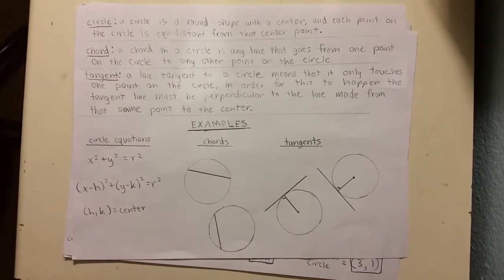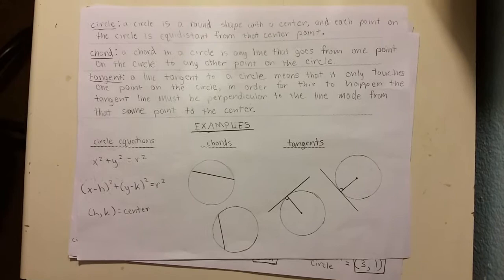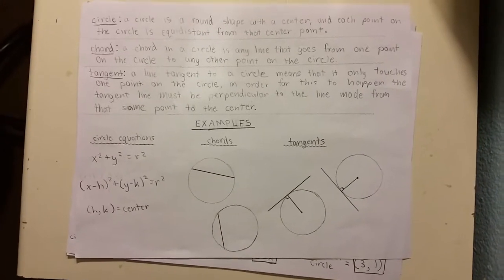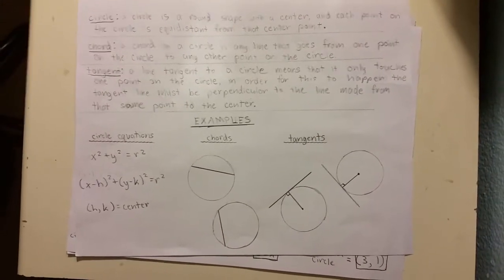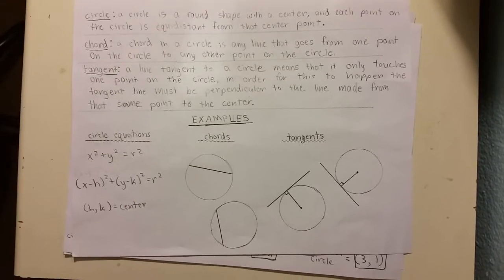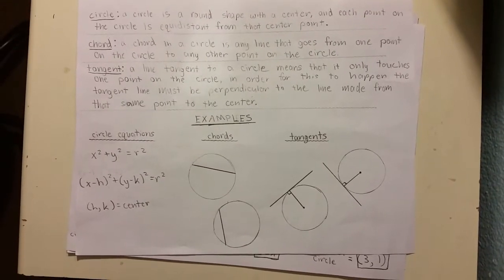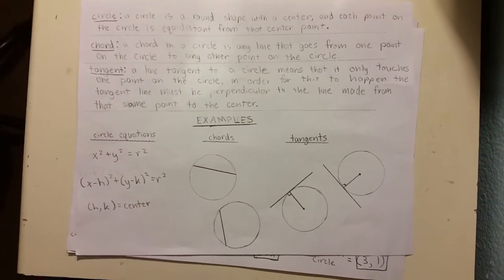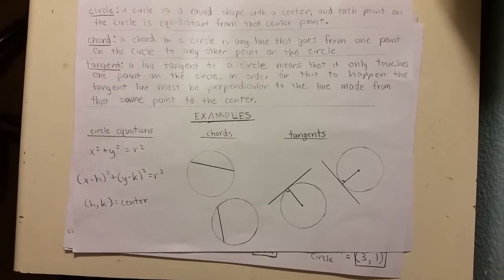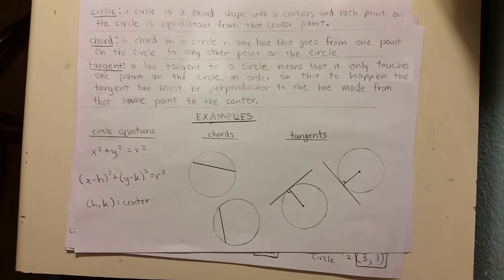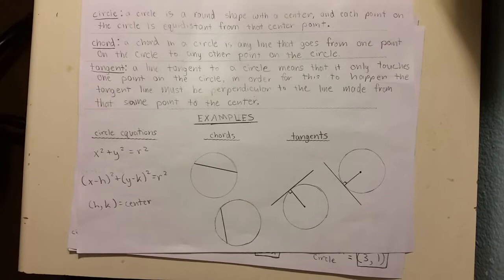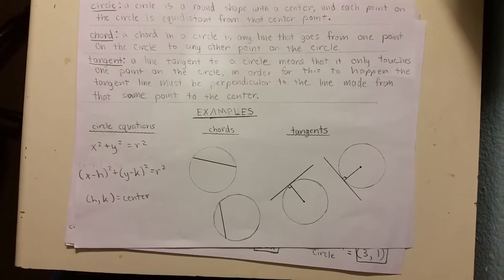So for circle equations, there are two different equations. One is without the center and one is with the center. For the one without the center, it is simply x squared plus y squared equals r squared, where x and y represent any point on the circle. For the one with the center, it'll be (x minus h) squared plus (y minus k) squared equals r squared, where h and k represent the coordinates of the center.